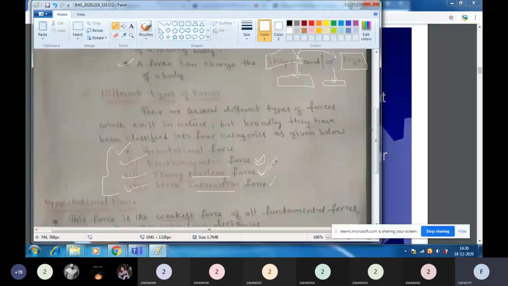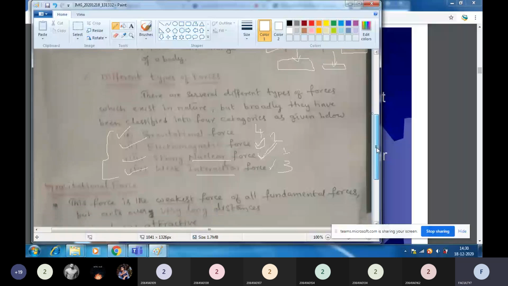If you are numbering this, you will mark this as 1. This will come as 2, and this one as 3. And the gravitational force will come as 4. But I wrote the notes here depending on the sequence in your textbooks. Now let us see a few more points regarding these four types of forces.